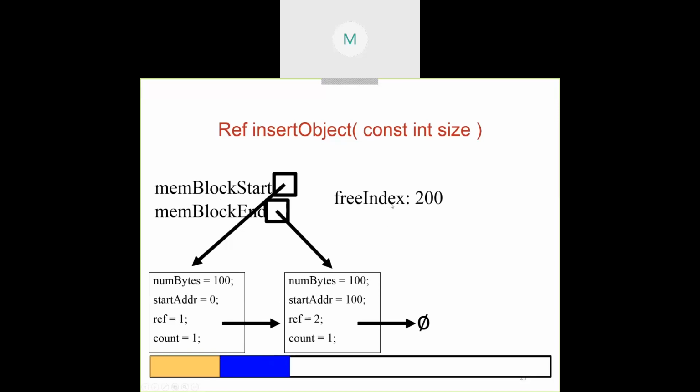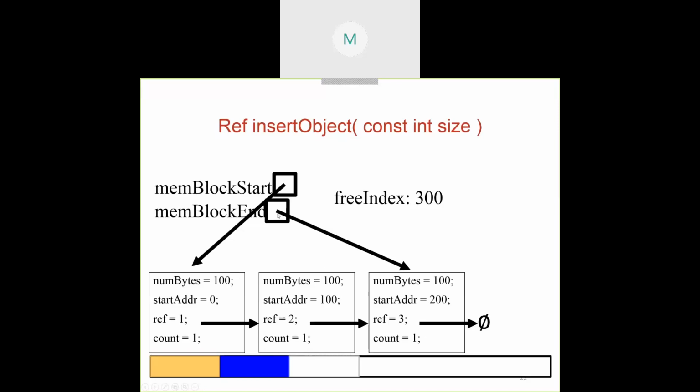So this free index, what is that one? It's kind of like the position where we are going to start. Why is it 200? Because the very first one is 100 bytes, the second one is 100 bytes. So whenever you insert the next one, for sure it should start from the 200 position. Now we are adding another one. We are updating this memory block end pointer, and then we are updating the free index because the third one is also 100 bytes. Clear?